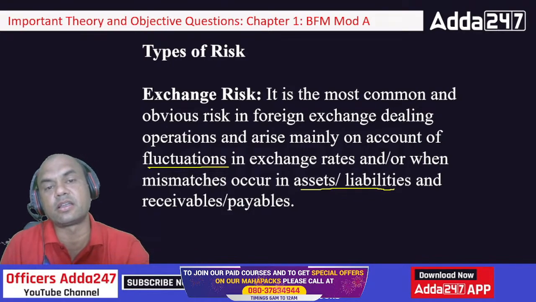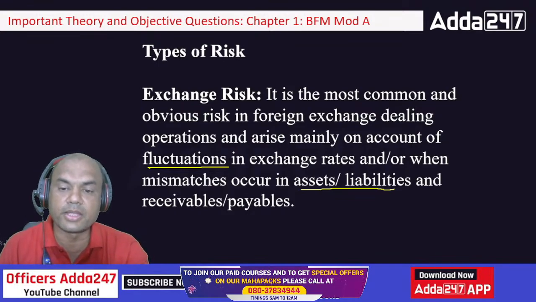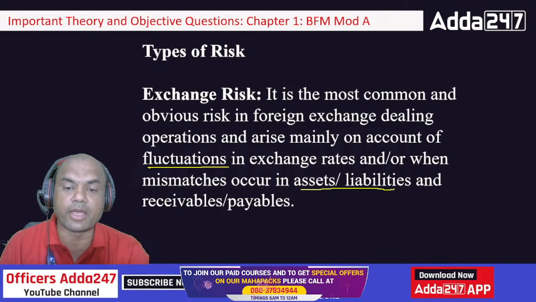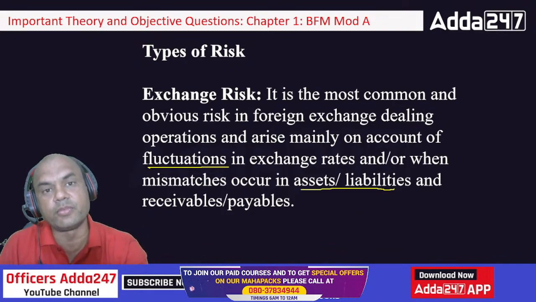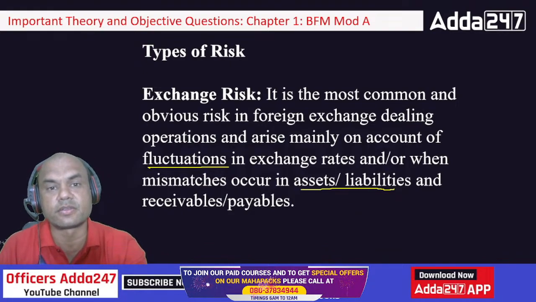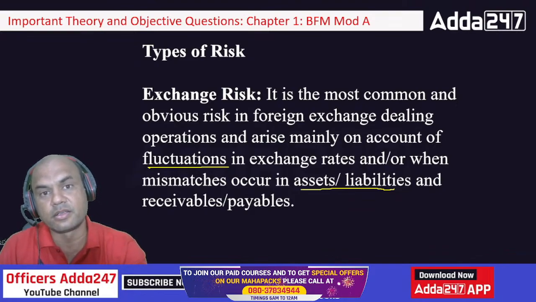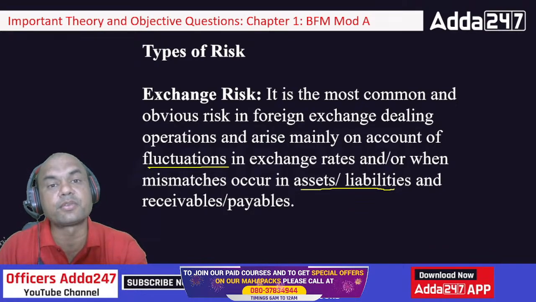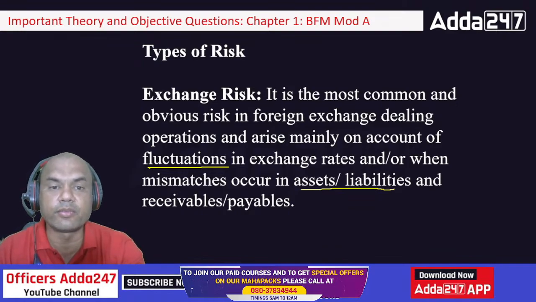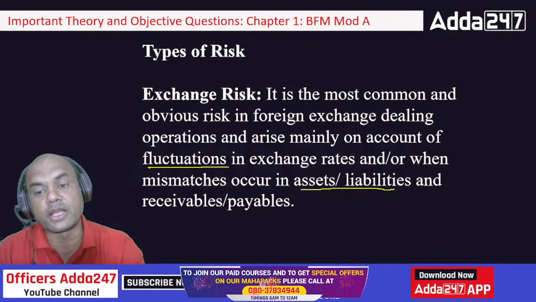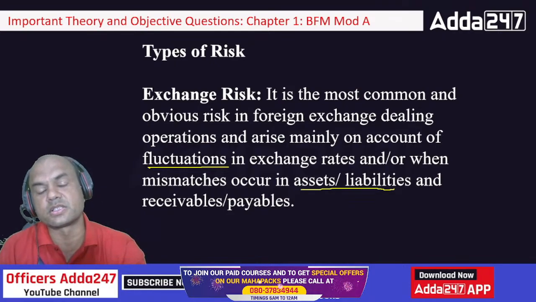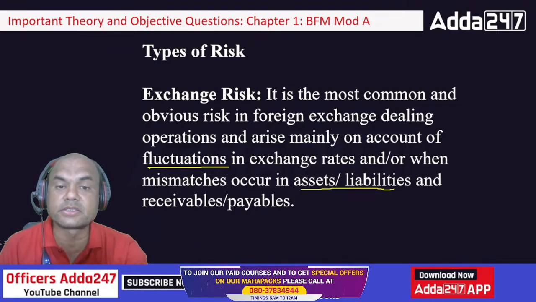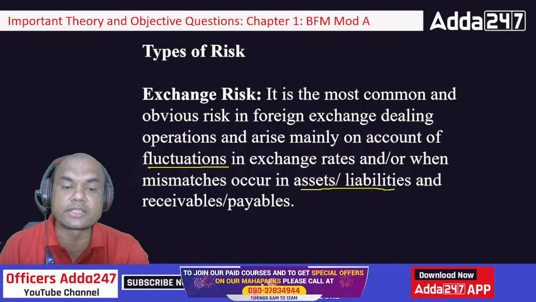So this definition is very important. Exchange risk definition comes in exam. One is fluctuations in the exchange rate. Second is and or when the mismatches in the assets or liabilities occur. What do you mean by assets and liabilities? Suppose I have a long position. Suppose I bought the dollars and kept it with me. That is known as a long position, so that becomes my asset. If I have shorted the dollars, means I have sold it now, and whenever the rate goes down, I'll buy it. That is known as liability. So when there is a mismatch between the long and the short positions, I'll definitely get the problem in this exchange risk.